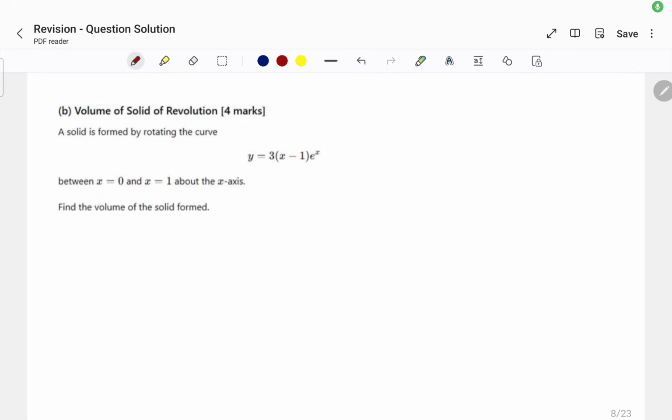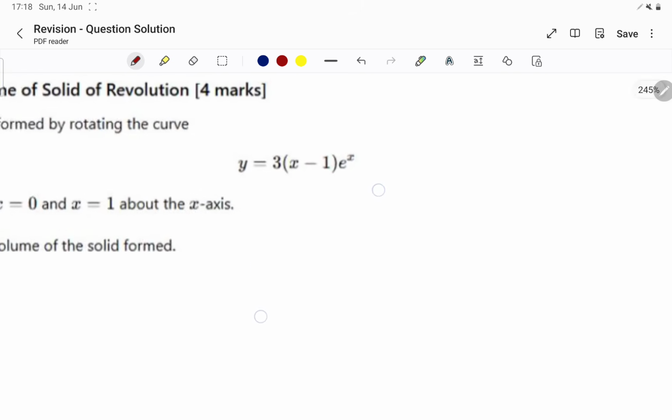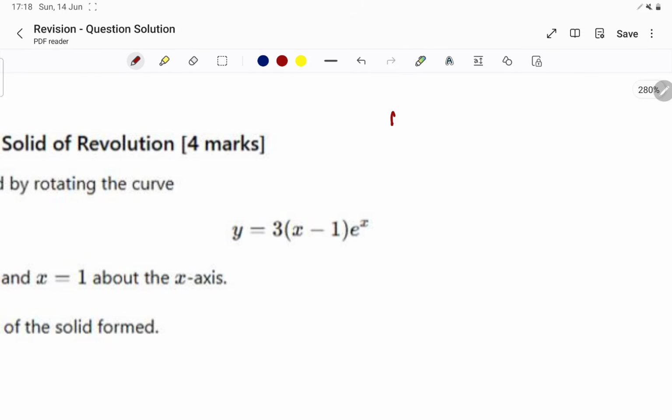Now we will go for question 3b. A solid is formed by rotating the curve y equals (3x minus 1) e to the power of x between x equals 0 and x equals 1 about the x-axis. They ask us to find the volume of the solid formed. For this question, we have to use this method. So by right, we have to find the volume.